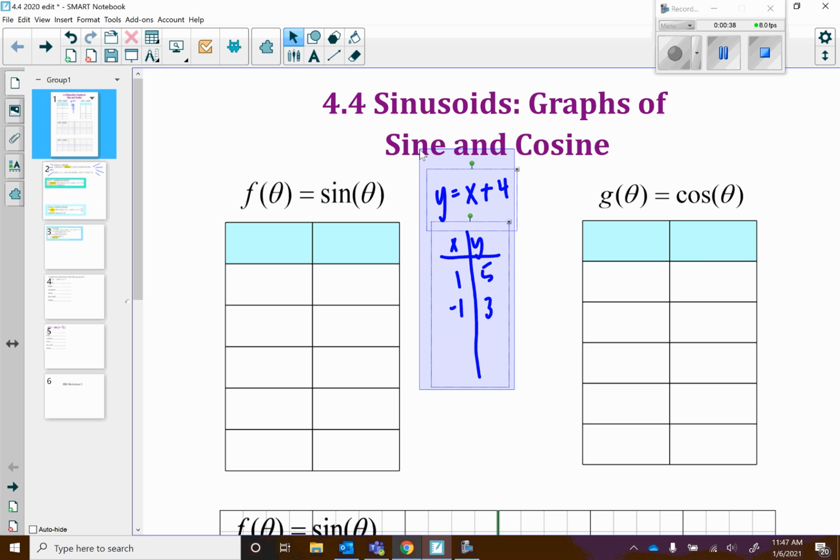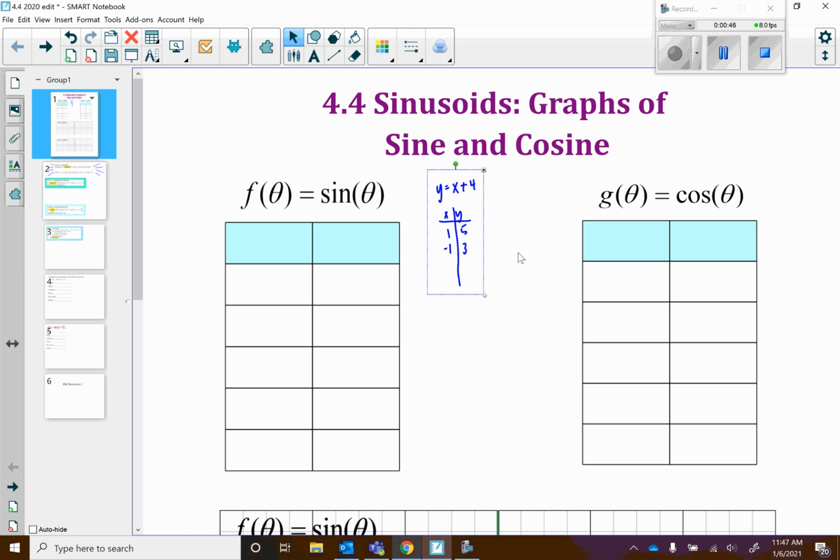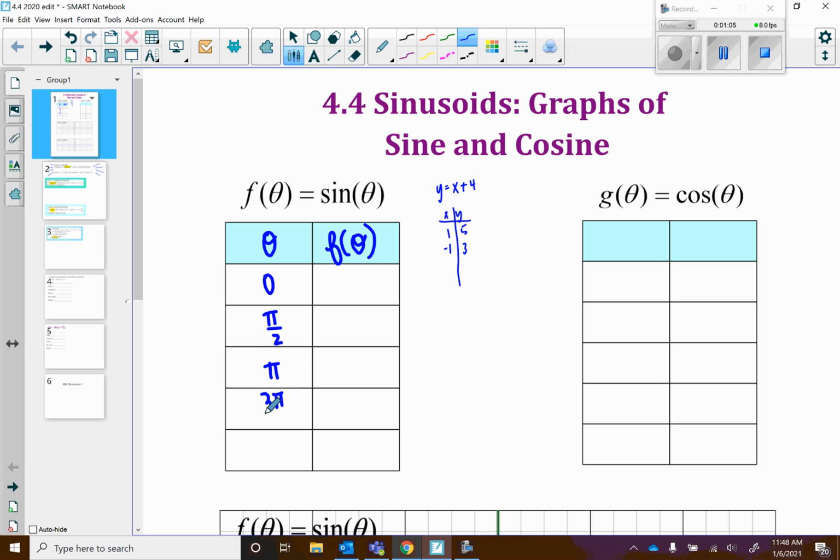The only thing I want to note here is that our theta, our angle measure, is going to be in terms of radians. So I am going to give us some radians here. This is going to be theta, and this is going to be f of theta, x and y. Let's consider the angle measures of 0, pi over 2, pi, 3 pi over 2, and 2 pi.